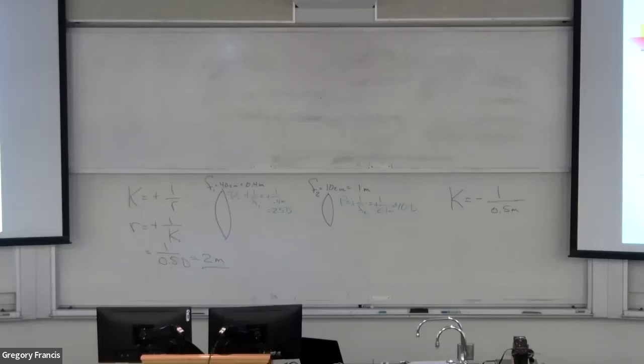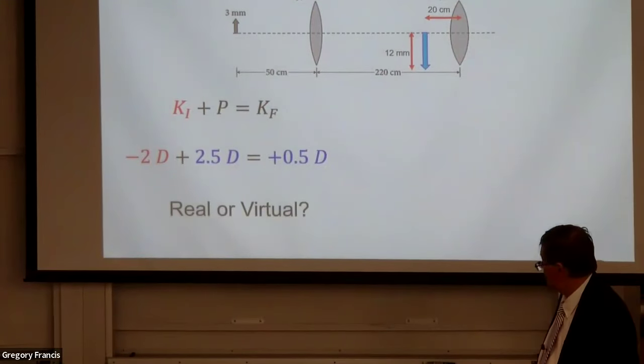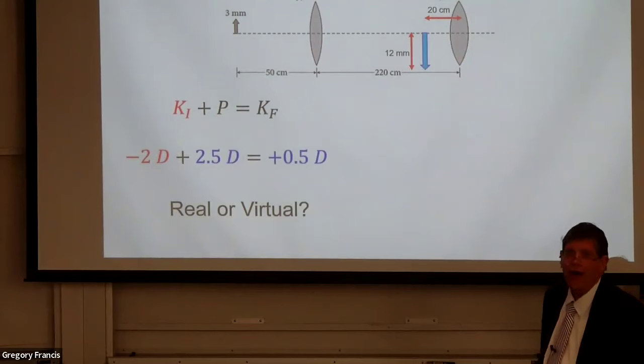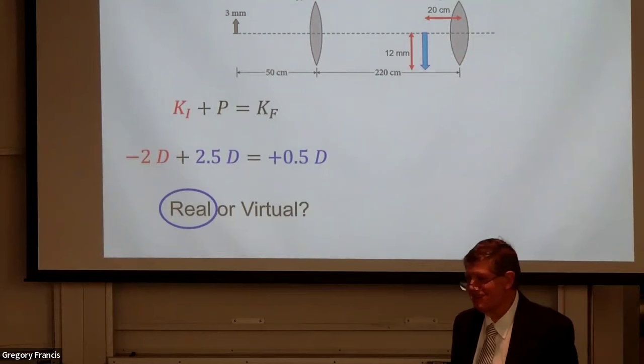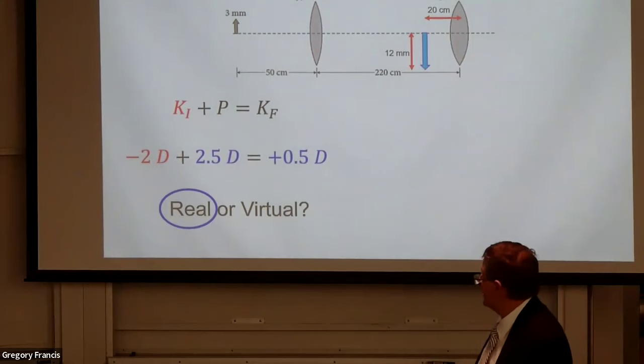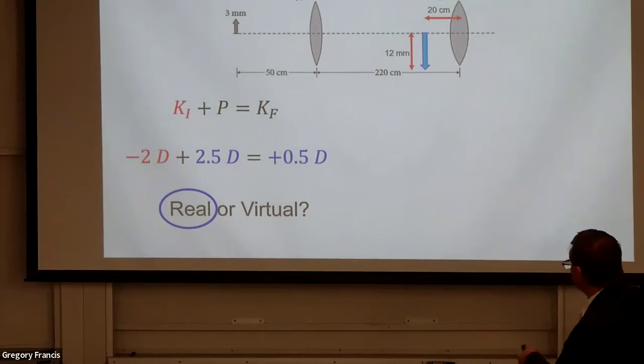Now, it turns out that that image, well, first of all, it's a real image because it was formed by a converging, oh, I just gave the answer. Is that real or virtual? Oh, good, because Greg just said it was. I'm slow. Anyway, it's a real image and it's 12 millimeters tall.